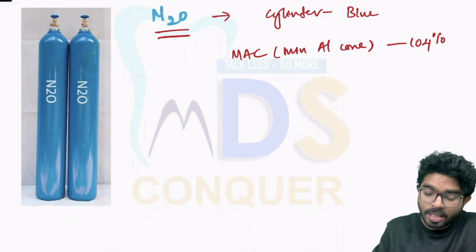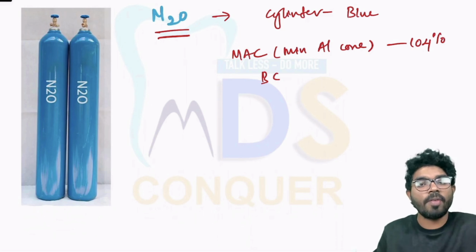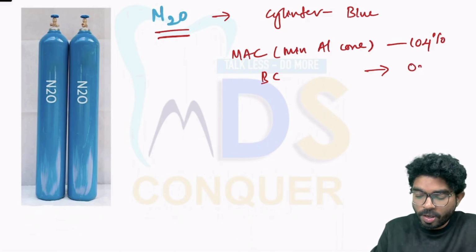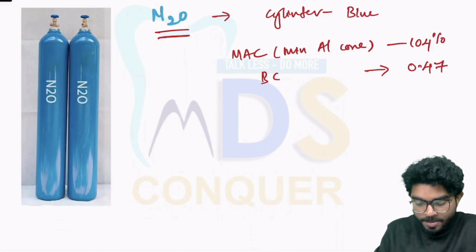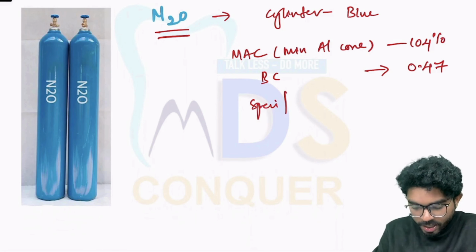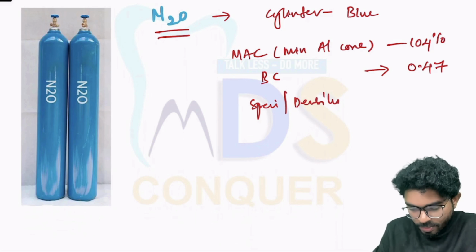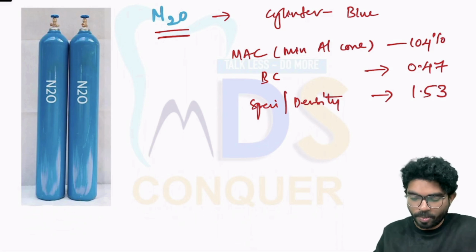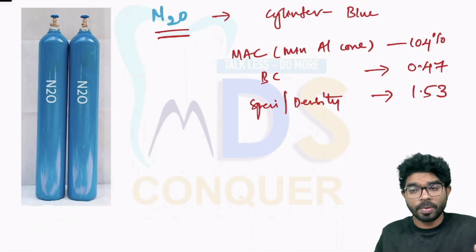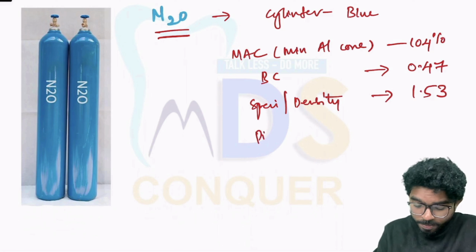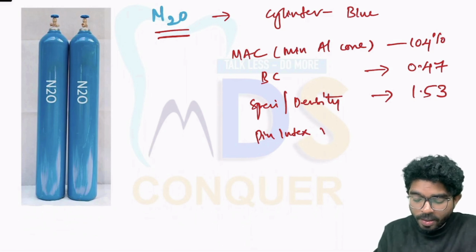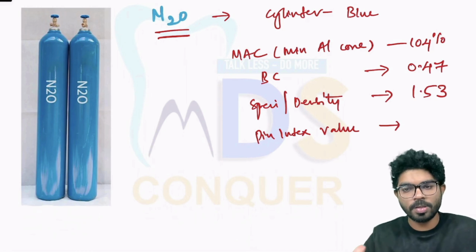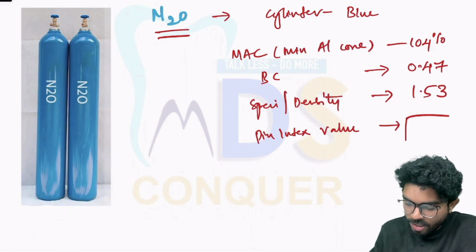Next comes the blood gas coefficient value of nitrous oxide, which is 0.47. Then the specific gravity or density value is 1.53. Now I want you to tell me the pin index value. Please do mention in the comments below what is the pin index value of nitrous oxide.